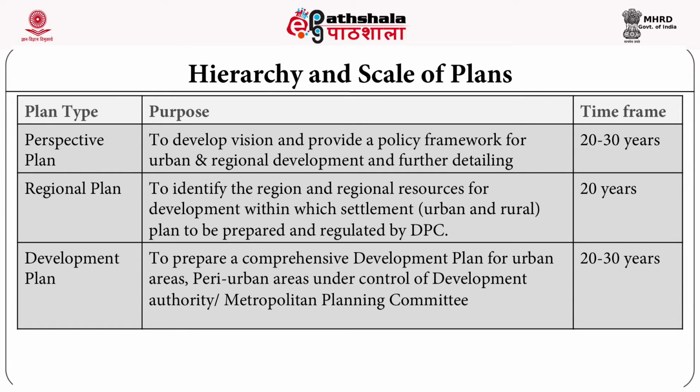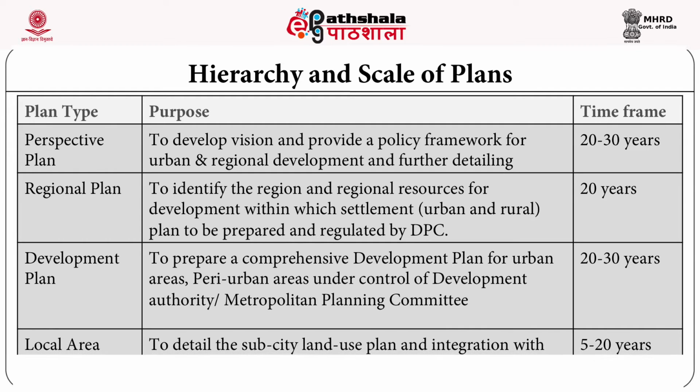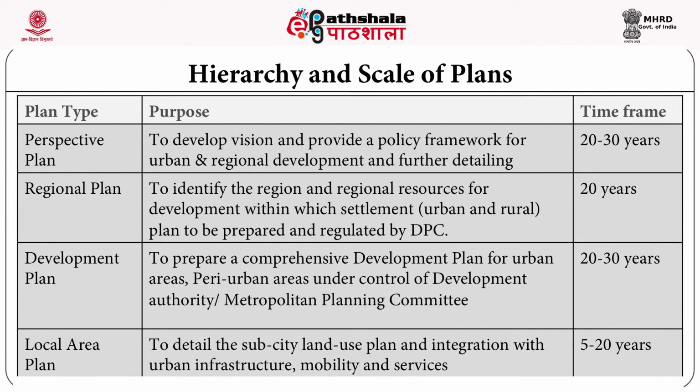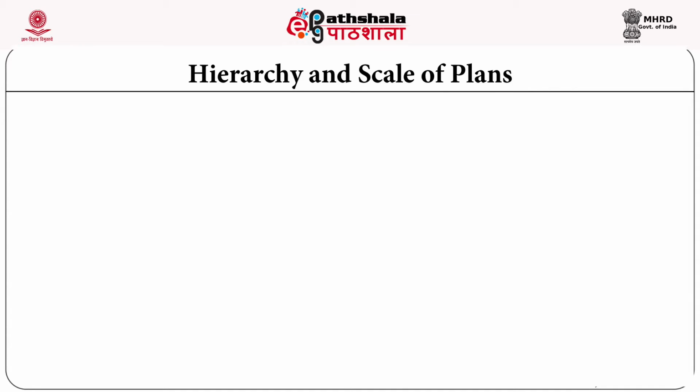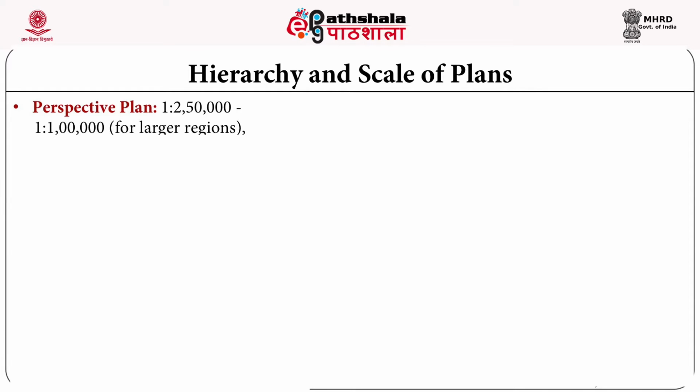Then we come to the local area plan, which is to detail the sub-city and the land use plan and integration with the urban infrastructure, mobility and services, and it spans from 5 years to 20 years. Now coming to the scale of the plans, what are the scales at which these plans are worked out? So we have the perspective plan at a scale of 1:250,000 to 1:1 lakh for larger regions, and 1:1 lakh to 1:50,000 for smaller regions.